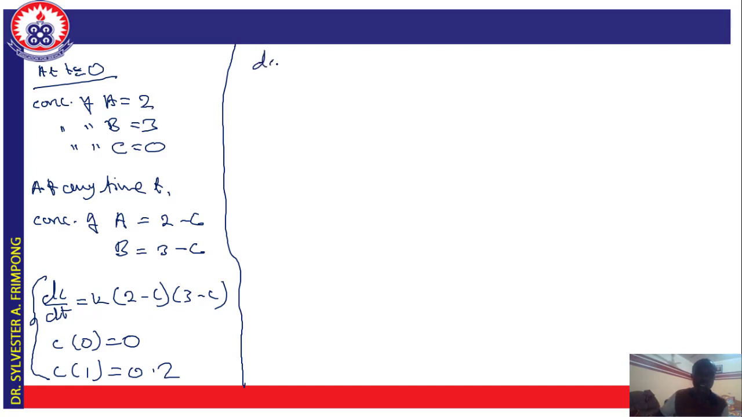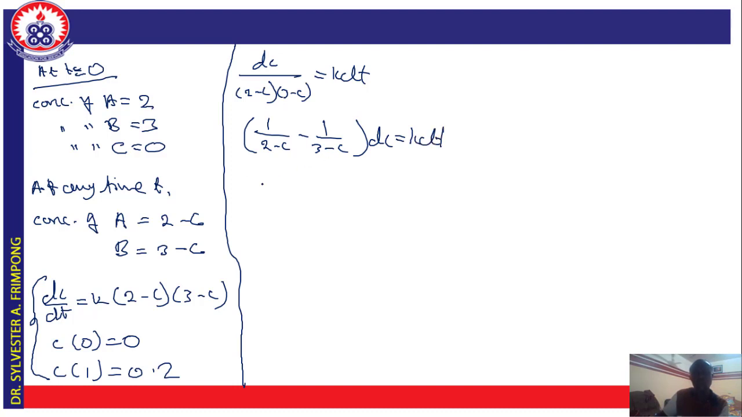So we are going to say that dC over (2 minus C)(3 minus C) equals K dt. And we might resolve this into partial fractions. If we resolve into partial fractions, you are going to get 1 over 2 minus C minus 1 over 3 minus C, dC equals K dt.